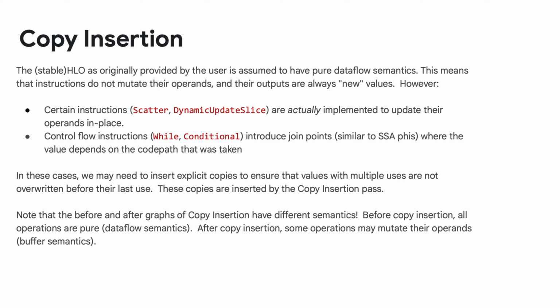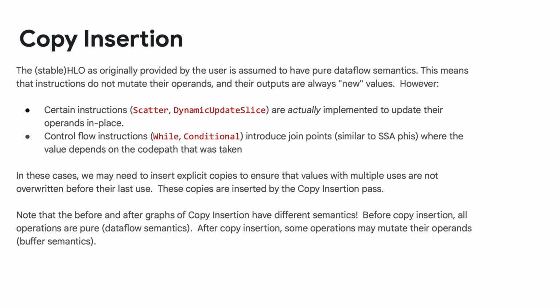So copy insertion. Remember that StableHLO and input HLO have value semantics, and PJRT, the runtime, also has immutable value semantics. But what happens at runtime, you have buffers, and you have mutable memory, and you have scatter, dynamic update slice. So at HLO level, you have a scatter.